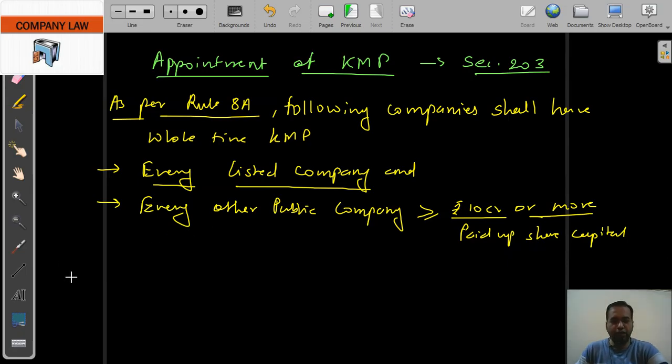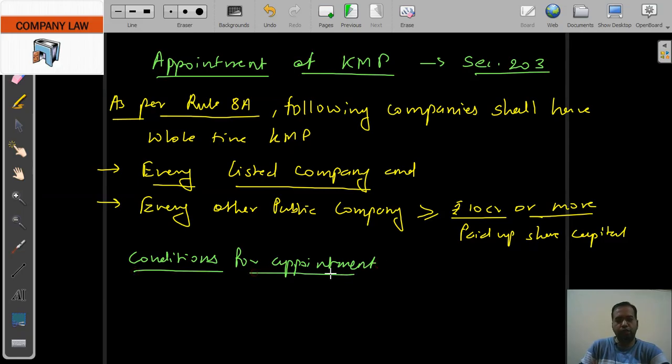So what are these conditions? There are certain conditions for appointment, you can say. The first condition is the requirement of a board resolution, which should be there.